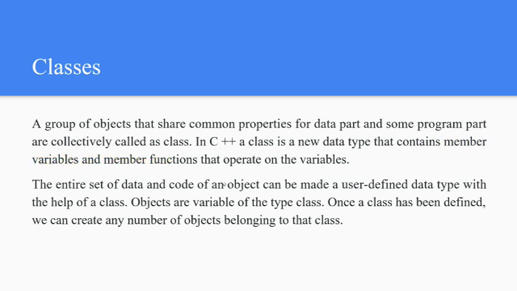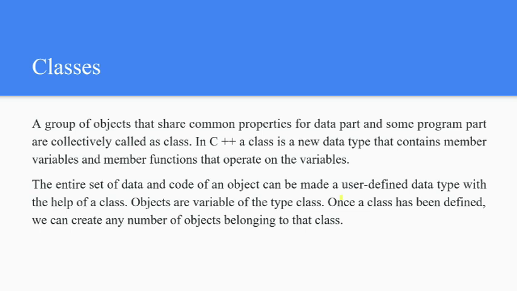Next, the entire set of data and code of an object can be made a user defined data type with the help of a class. So the user is basically defining what properties a student is going to have. For example, the student has a name, which is a string, and marks, which is an integer. So we can have multiple system defined data types inside a single object, which is a student, and it is a user defined data type, and we can perform functions on it.